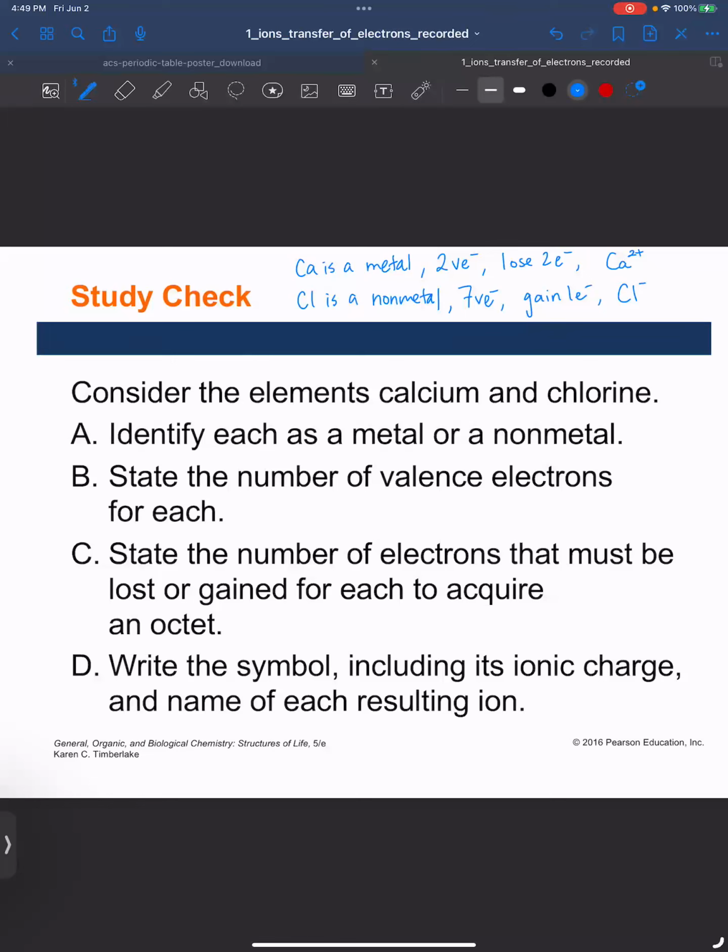Now the name of it, we will learn when we do some more nomenclature in a later video, but for the cations, the positively charged ions, we write the full name, so calcium. And for the anions, the negatively charged ions, we write the name, chlorine, and then we drop the -ine and we replace it with -ide. So this becomes chloride. But we'll discuss that more in a later video. But that would be the name of the resulting ion: the chloride ion.